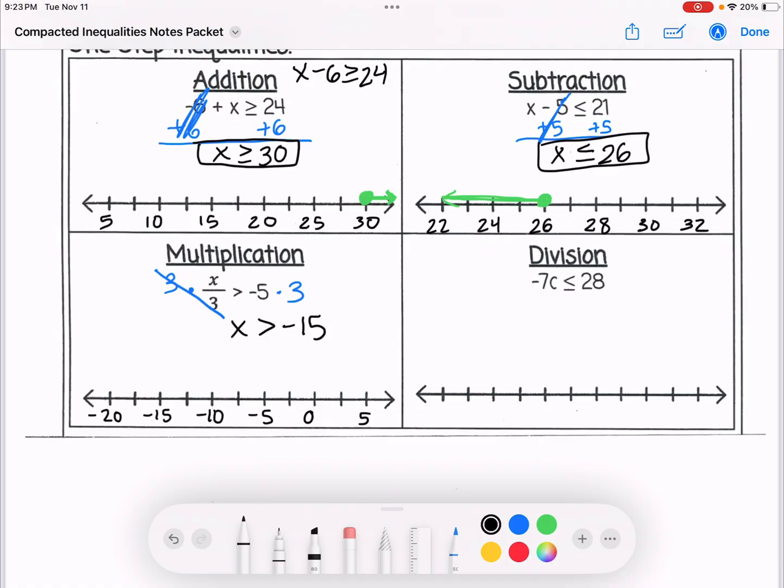Okay, I have my number line, and then it's x is greater than -15, so an open circle on -15, and I'm going towards the numbers that are greater. Remember, when I'm in the negatives, numbers that are bigger go towards 0, so I'm shading in that direction.